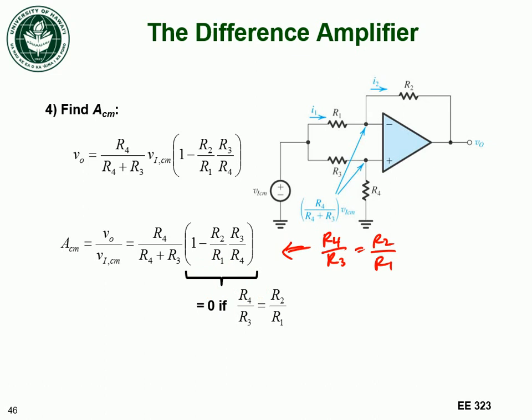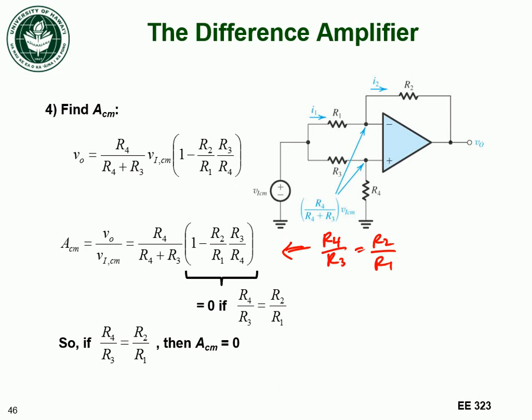So what this is predicting is that if this term is zero, then our common mode gain is zero. So this is predicting that if I had the conditions that I designed this for in order to make this difference amplifier, I'm going to have a zero common mode gain. So this amplifier theoretically operates as an ideal difference amplifier. But in real life, you're not going to be able to perfectly match these resistor ratios.